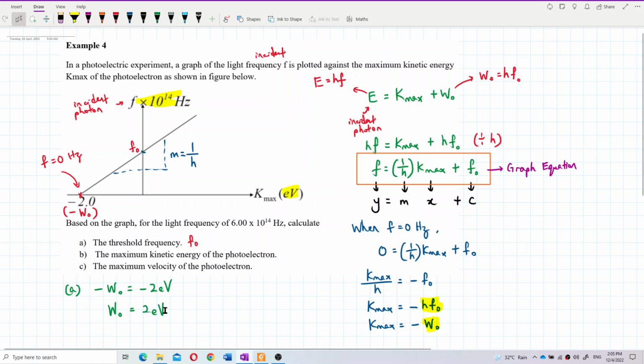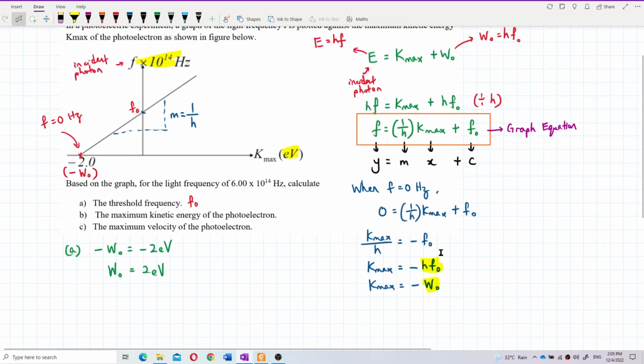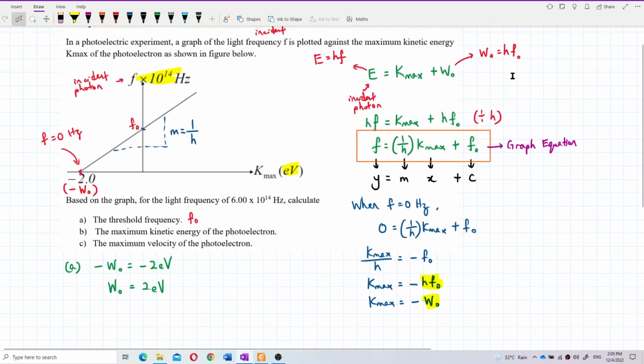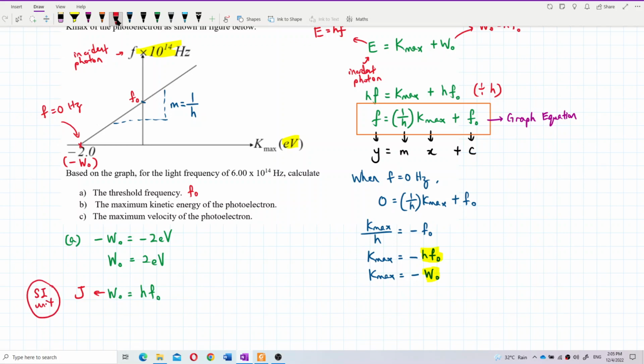Okay, W naught is 2 electron volt. Now, how do we find the threshold frequency F naught? We need to use the equation W naught equals h F naught. But remember, all of this must be in SI unit. So you must change everything to SI unit.